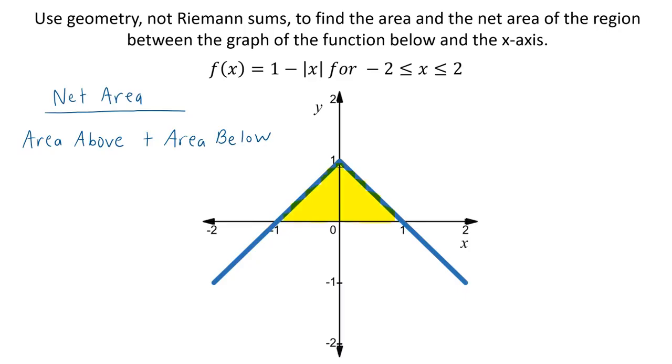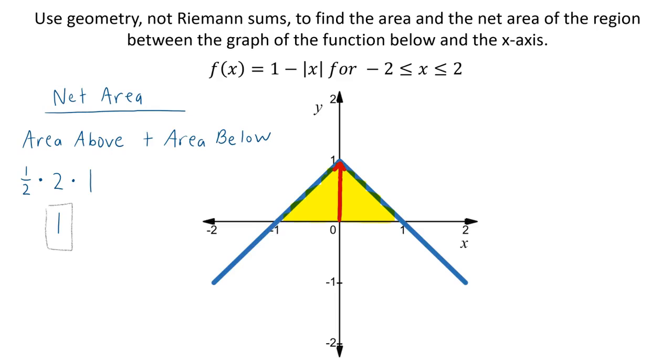Let's start by calculating the area above the x-axis. That's the area that I've highlighted in yellow. This is the shape of a triangle. The area of a triangle is 1/2 base times height. The base of this triangle spans from x equals -1 to x equals 1, so the total length of the base is 2. And this triangle has a height of 1. So the area above the x-axis is 1.